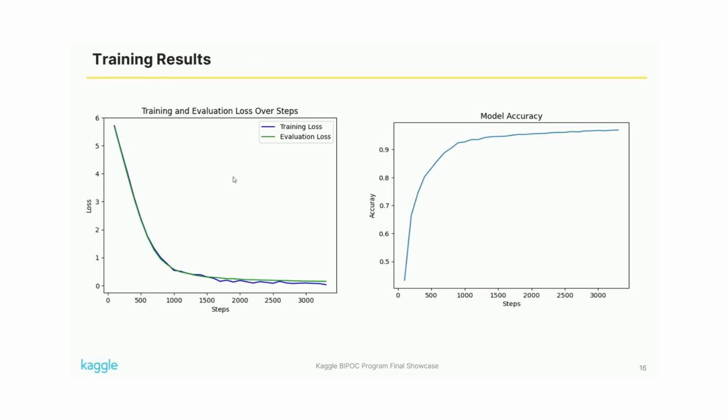So these are the training results. As we can see on the graph on the left, both the training and evaluation loss decrease and then stabilize at a point. This graph is an indication that the training went well and that the model is well fitted. This other graph is for the model accuracy. As we can see, the accuracy increases and also stabilizes at a point. The best model had an accuracy of 96%.